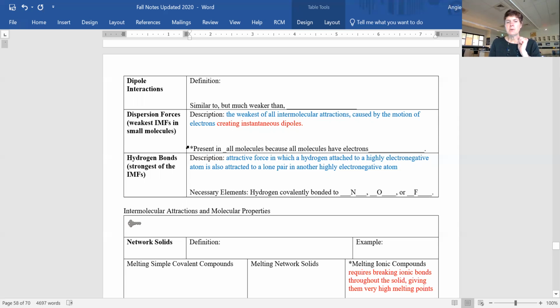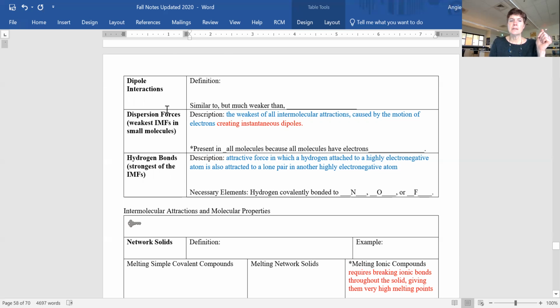Here's a very key piece. These are present in all molecules because all molecules have electrons. So even nonpolar molecules are going to have dispersion forces. Sometimes we call these London dispersion forces, named after the person who first described them. And sometimes we abbreviate that as LDFs. So you can call them dispersion forces, London dispersion forces, or London forces, either one of those. Okay? They're present in all molecules, and in small molecules, these are the weakest.